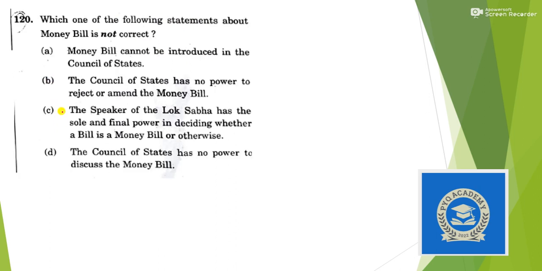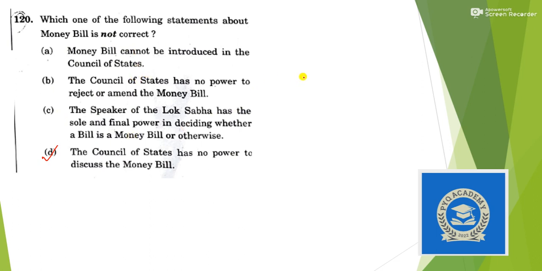Next, for the money bill, the council of ministers has no power to discuss the money bill. No, they can discuss but they can't vote. Which means they can't reject, so this is an incorrect option. Otherwise, when you read, you will find all options as correct. So I think it's over.